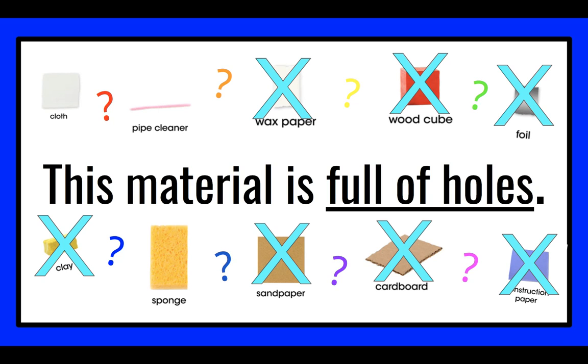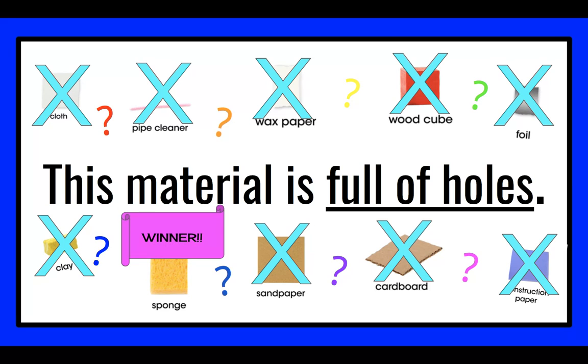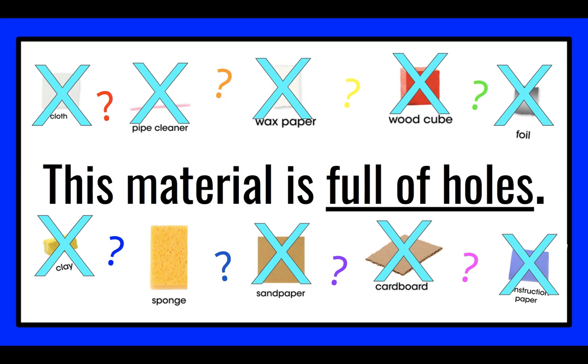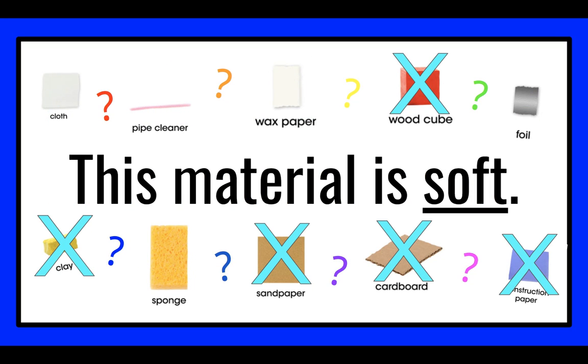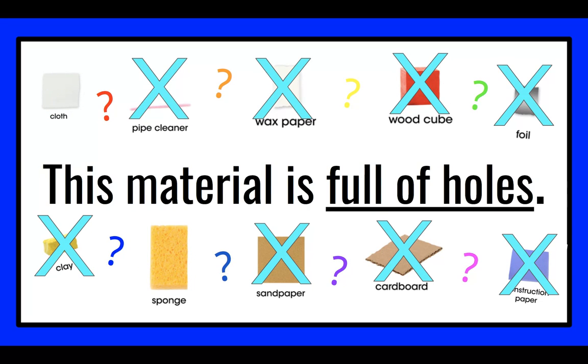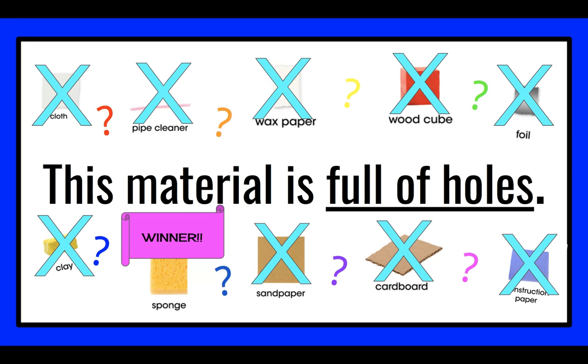So my last property is full of holes. So pipe cleaner, no holes. Cloth, no holes, which means the object that has all of these properties is the sponge. The sponge was full of holes, it was soft, and it was thin.